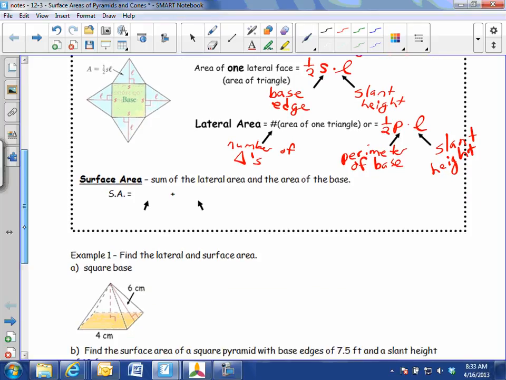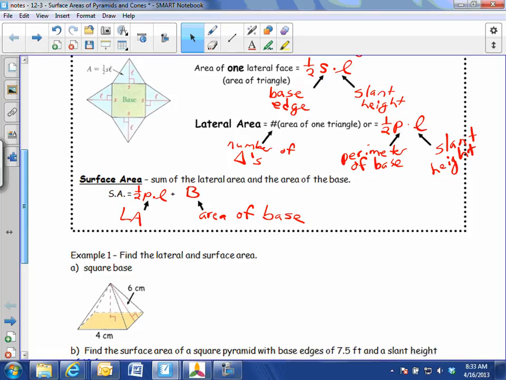Surface area is going to be our lateral area, which we said was 1/2 times P times L. Now, yesterday we were talking about prisms, we said plus 2 big B. In this case, what do you think we're going to add on? Times 1 B. Yeah, only 1 big B, because how many bases are there? Okay, so just lateral area plus B, the area of the base.